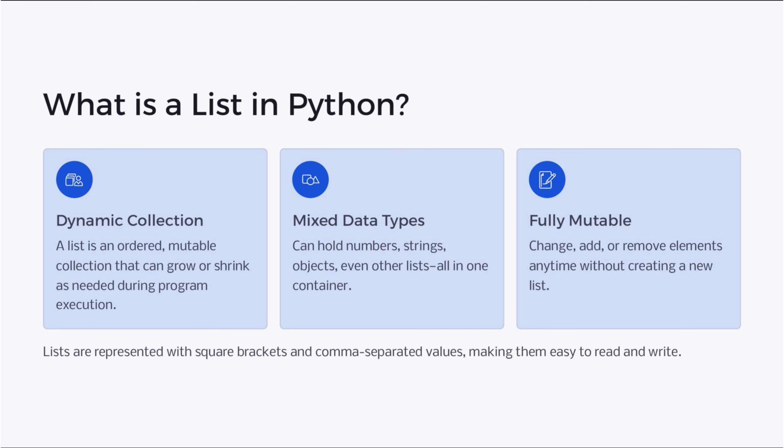A list in Python is a dynamic, ordered collection that can expand or contract during execution. It supports mixed data types, allowing numbers, strings, objects, and even other lists within a single container. Lists are fully mutable, enabling changes, additions, or removals of elements without needing to create a new list.